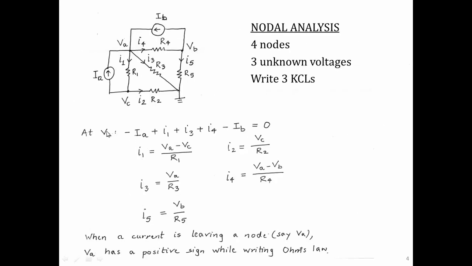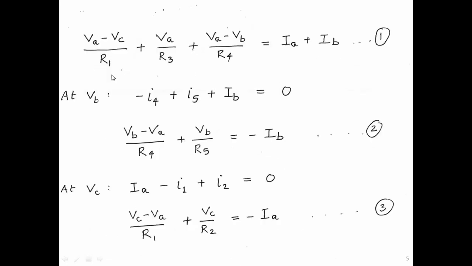So I've written for VA, then we'll write for VB. I'm just going to say it here. So this will be I5 minus I4 plus IB equal to 0. And then at VC, we'll get I2 minus I1 plus IA equal to 0. Alright. So minus I4 plus I5 plus IB, IA minus I1 plus I2.